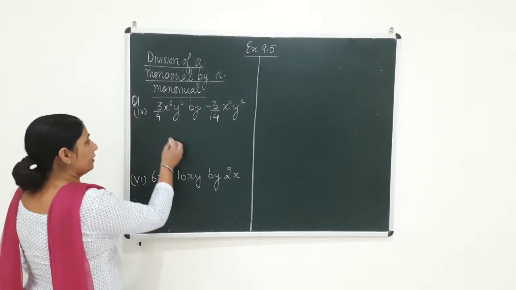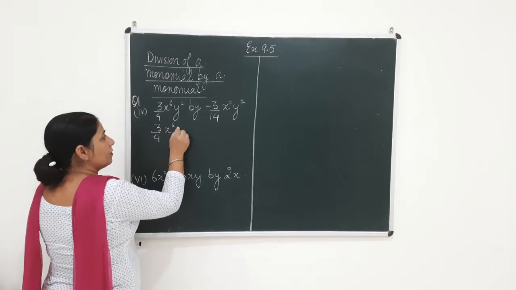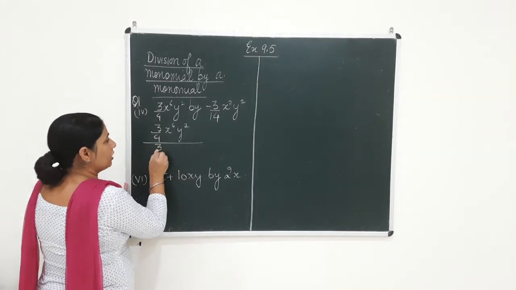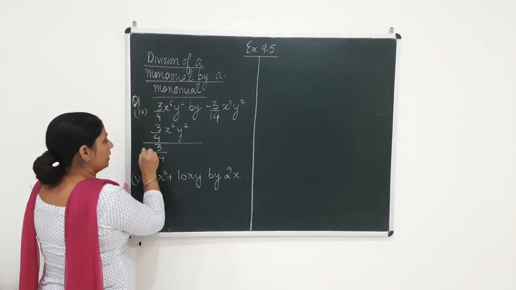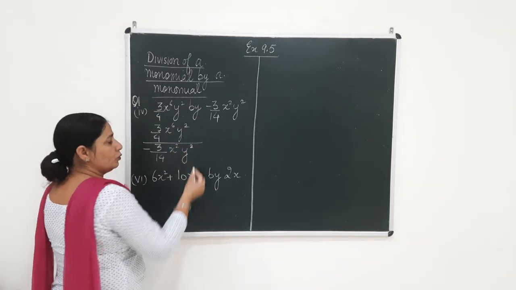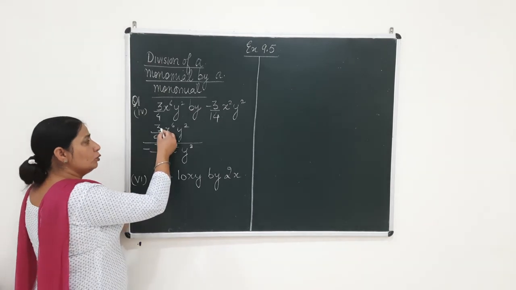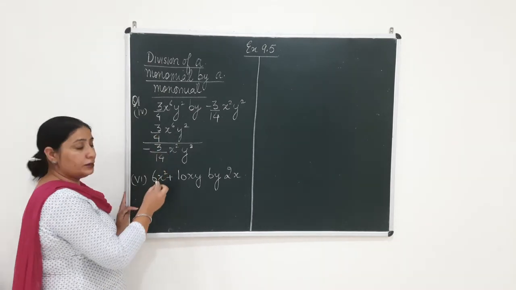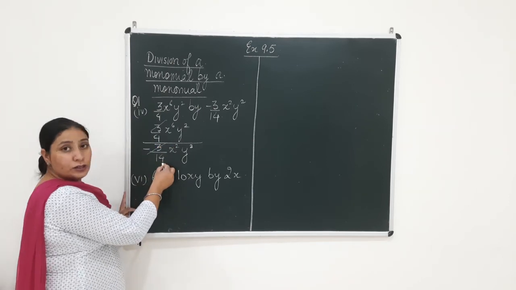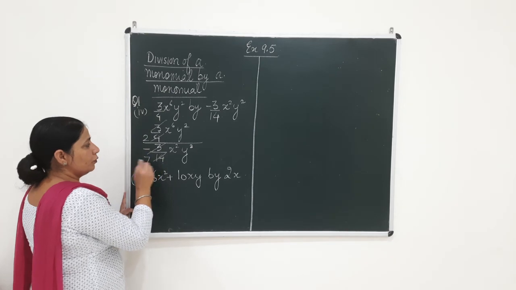When we have to divide it, see, 3 by 4 x power 6 y power 2, when you are going to divide it with minus 3 upon 14 x power 2 y power 2, what we have to keep in mind? First of all, we can do the cutting of the numerator with the numerator. We can cut 3 with 3, and the denominator with the denominator. Here we have 2 2s are 4 and 2 7s are 14.